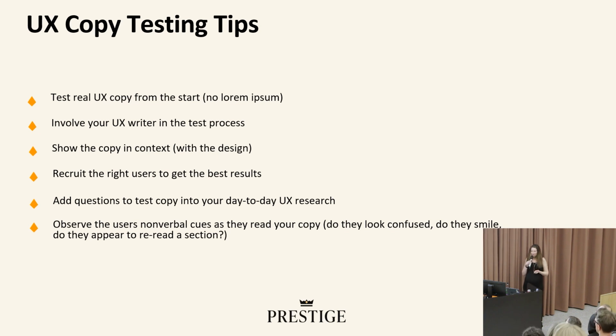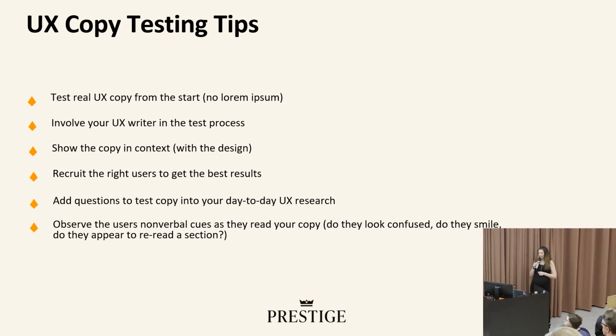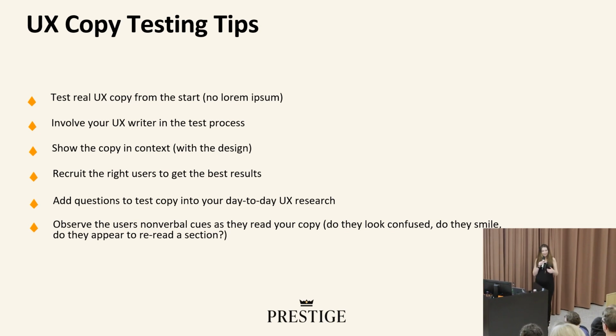And always observe non-verbal cues as well from people as they read your copy. So just look out for which parts do they appear to be rereading. Do they look confused at all? If they do, then you can obviously ask them a follow-up question about that. Sometimes people smile or chuckle, and then at that point you can say, oh, what made you do that reaction? What was it that you read that made you smile? So yeah, observe them as well as listening to what they say, and then you can follow up with some questions that are relevant to that as well.